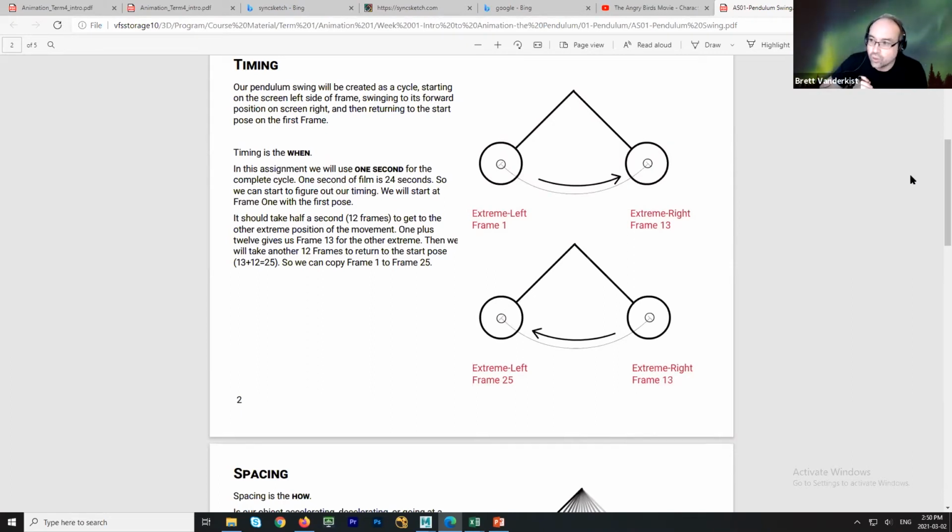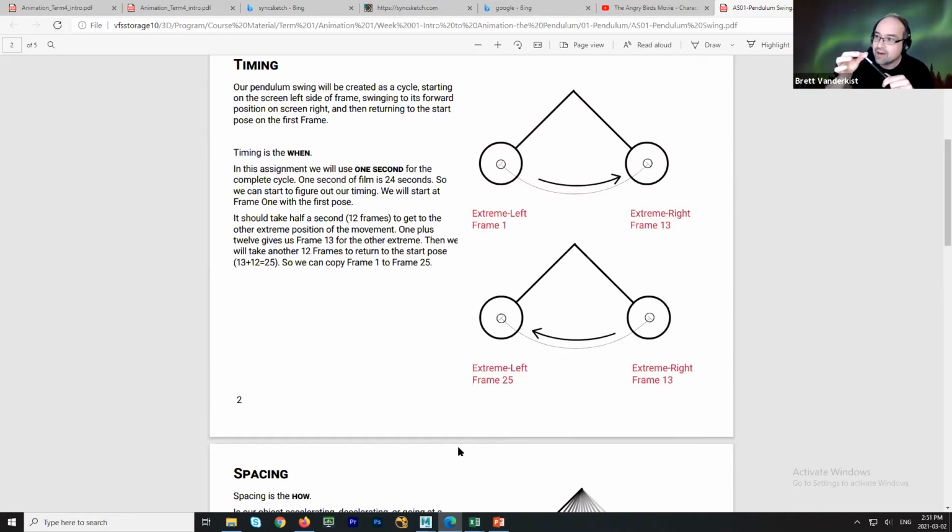So if it takes 1 second for this whole thing to happen, to go from the left side to the right side and then back, then that means I'm going to start at frame 1, and 1 plus 24 is going to give me 25. So 1 and 25 are going to be exactly the same pose. It's going to be the same pose at two different times, frame 1 and frame 25.